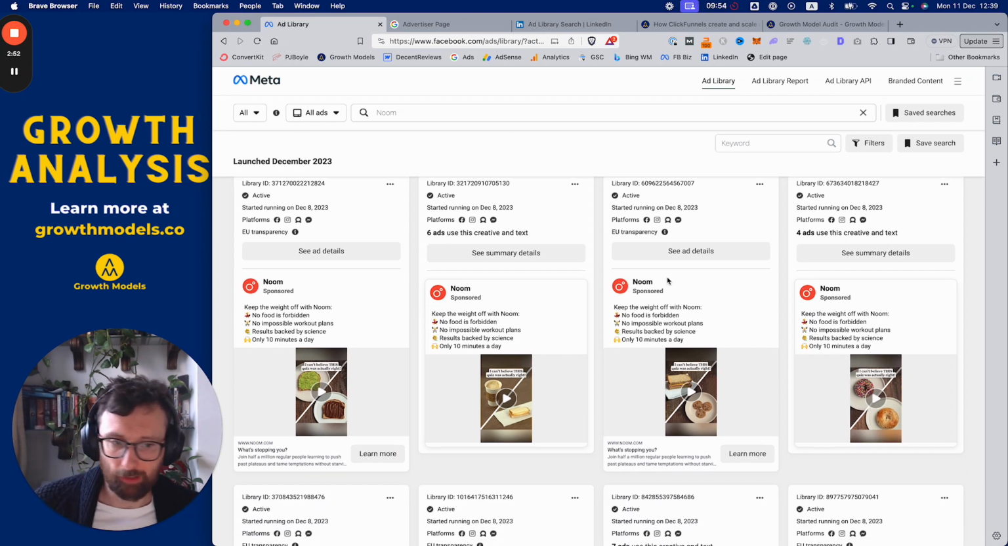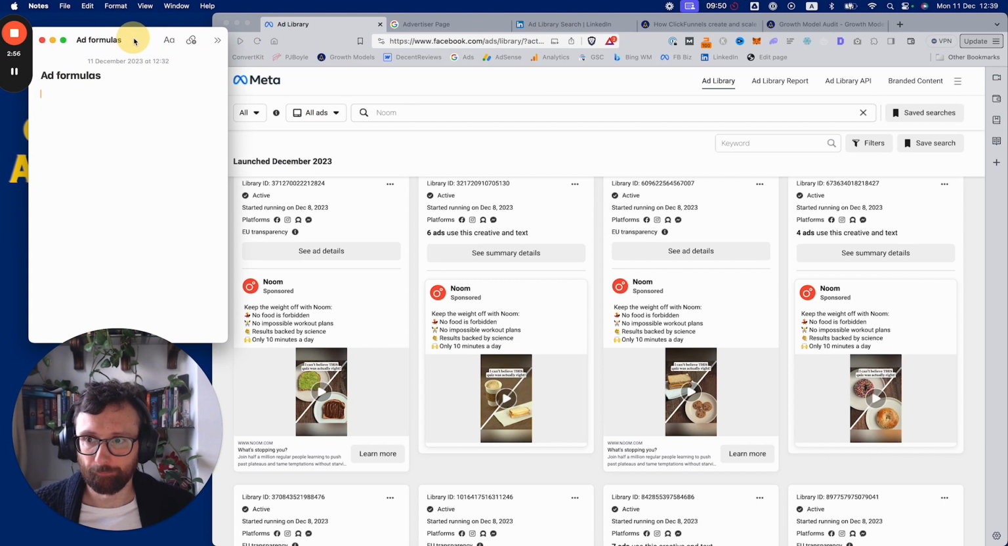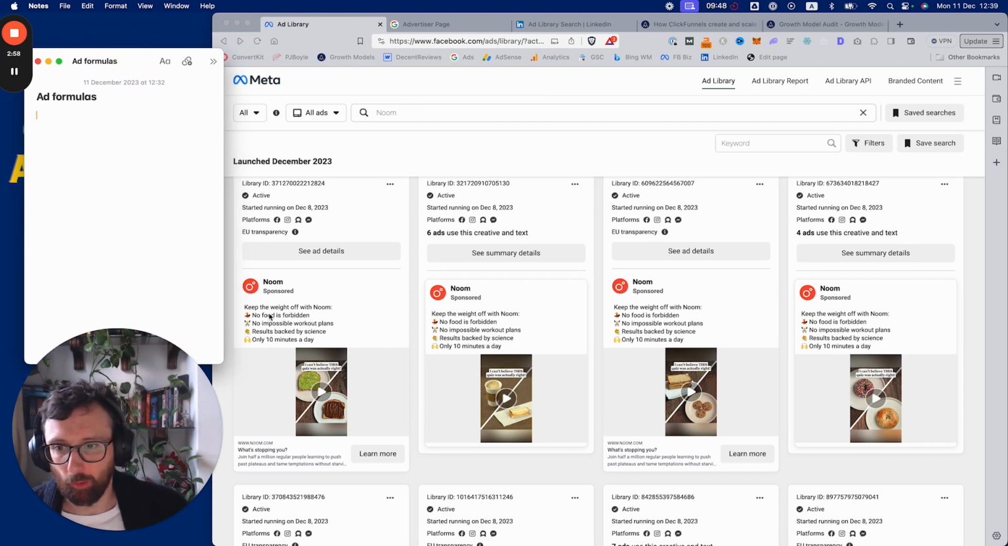What you want to be doing is a couple of different things. So the first thing, you want to be looking at the formula that they're running with. So this is obviously a popular formula. They're using different creative but the same copy. So I will just make a quick note about what that is. So, keep the weight off with Noom. That is a big benefit.